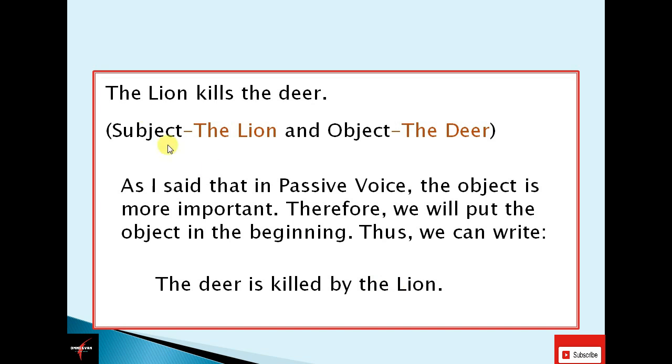Okay, the lion is the subject. Here the lion is the subject. So the subject comes at the end. So the deer, the object, is in the beginning, and the subject, the lion, goes at the end. So the deer is killed by the lion. Now how this particular sentence is formed, we will learn a little later, not now.